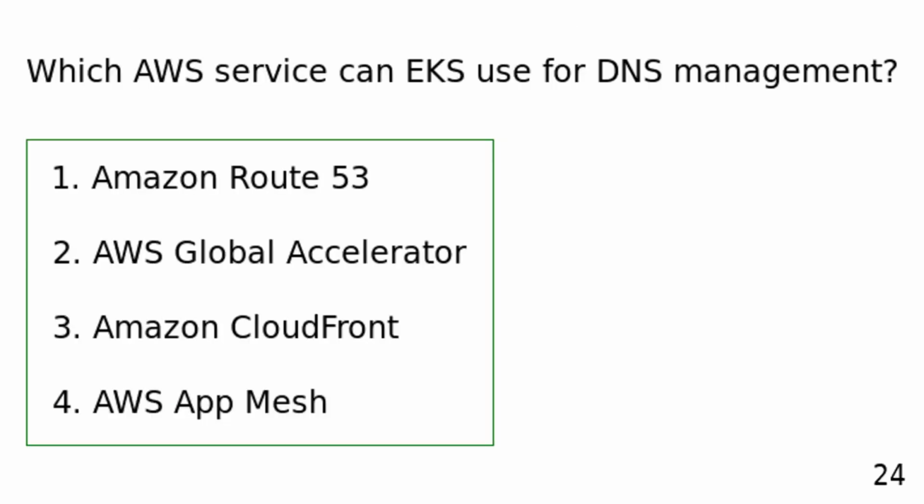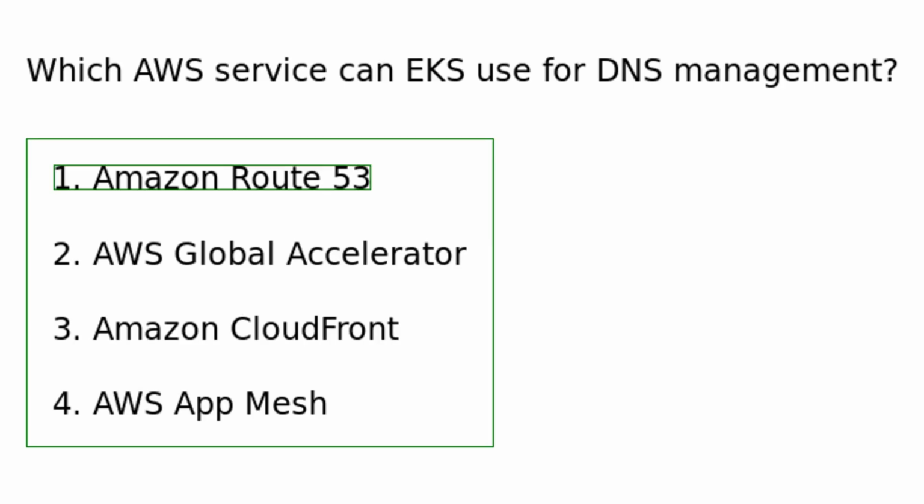Which AWS service can EKS use for DNS management? Amazon Route 53. AWS Global Accelerator. Amazon CloudFront. AWS App Mesh. EKS can use Amazon Route 53 for DNS management, especially when using Kubernetes external name services.